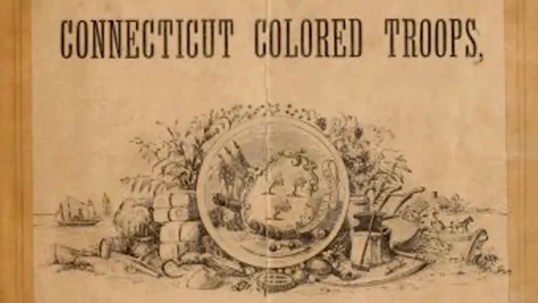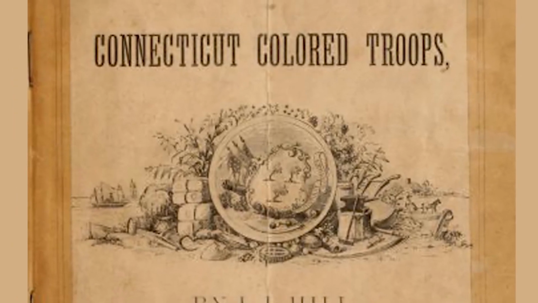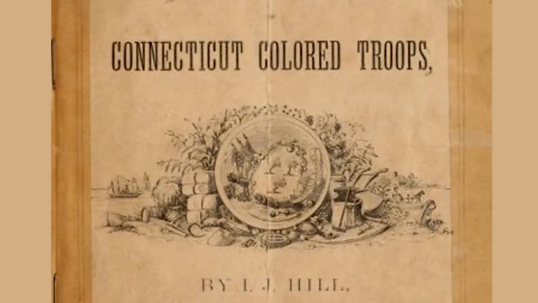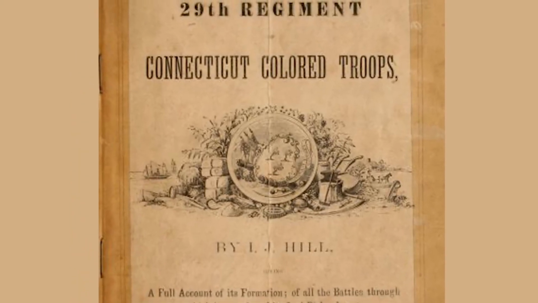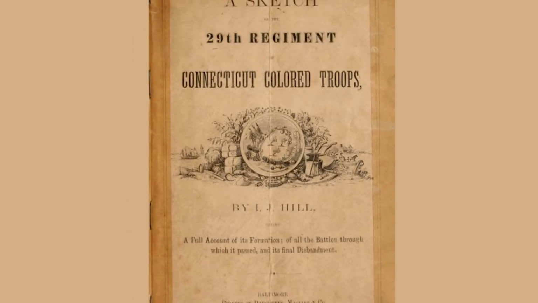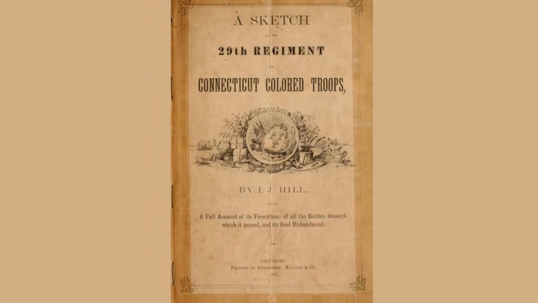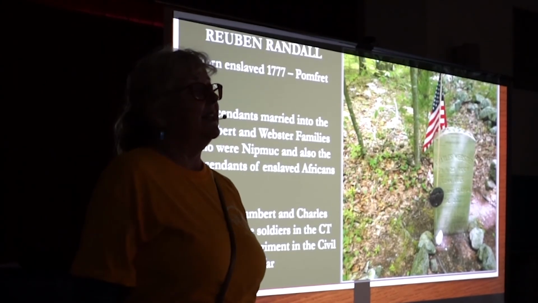What I'm hoping will happen is that as I work on the other big project I'm doing, researching the soldiers, the black soldiers of the 29th Regiment, I'm hoping that we will uncover more of those soldiers who go back to perhaps the enslaved Randalls or other enslaved people living in Pomfret.